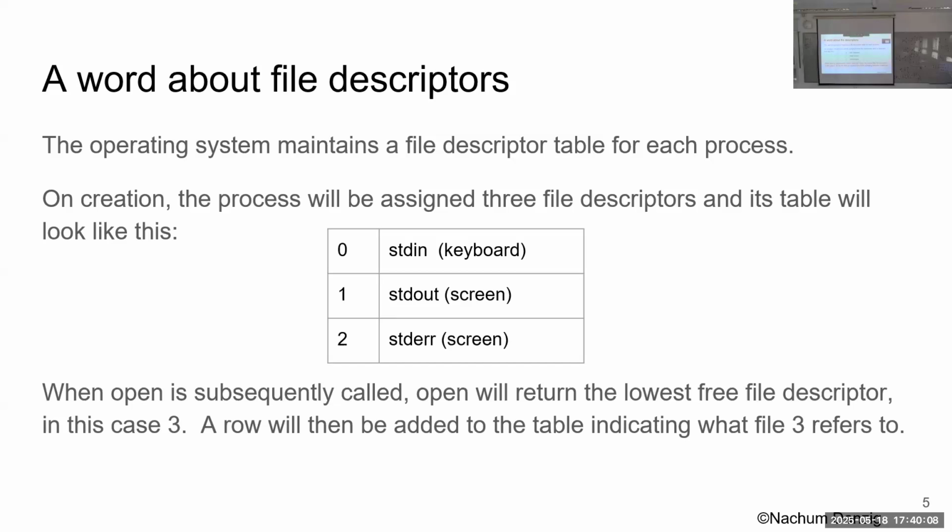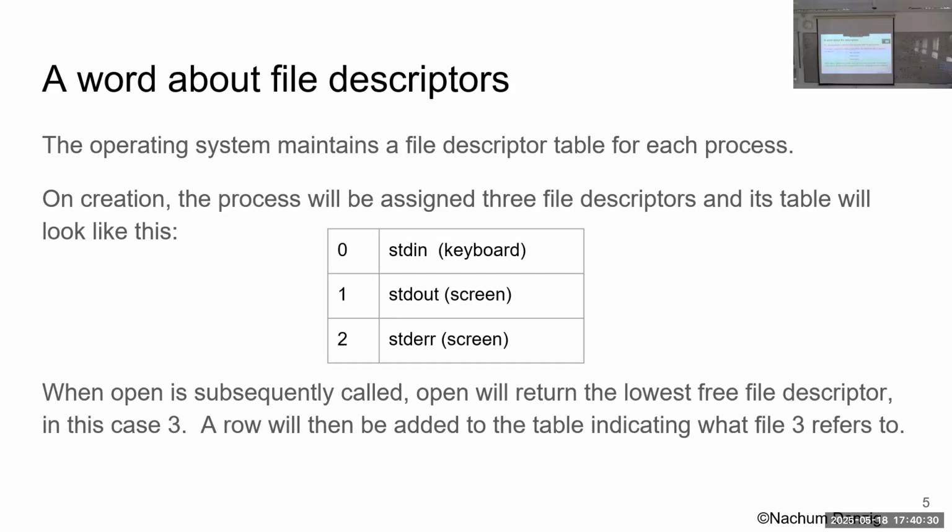The operating system maintains a file descriptor table for each process. As soon as you create a process, it automatically gets these three. Once you run your program, you get these three. That's how your program can do a printf and print to the screen.